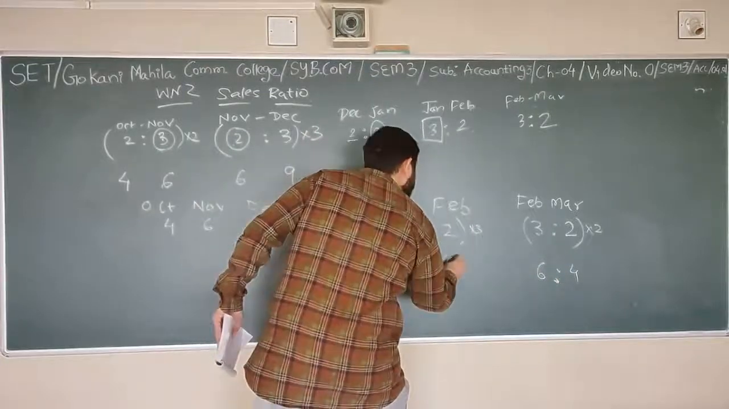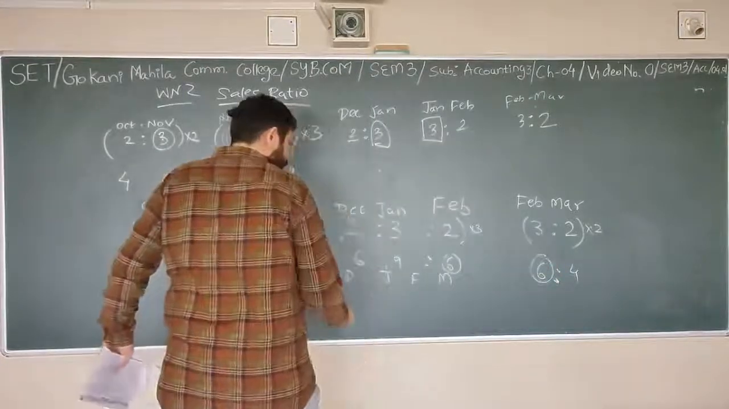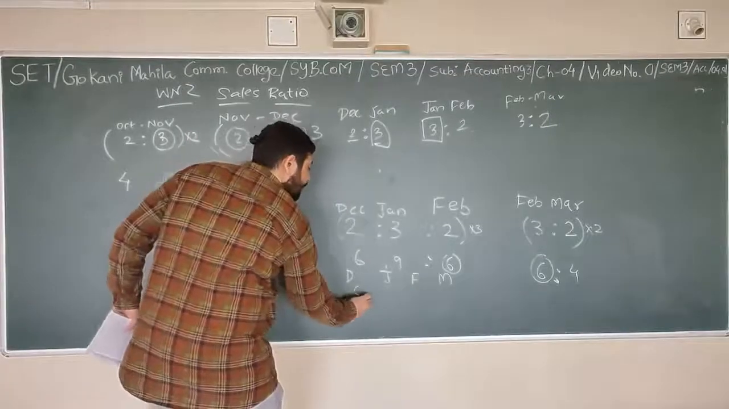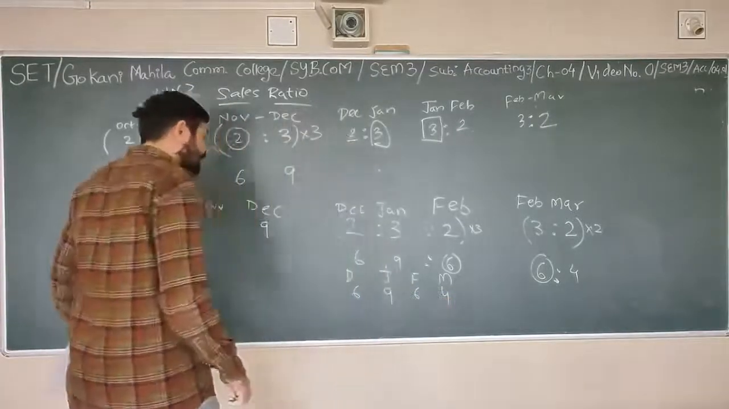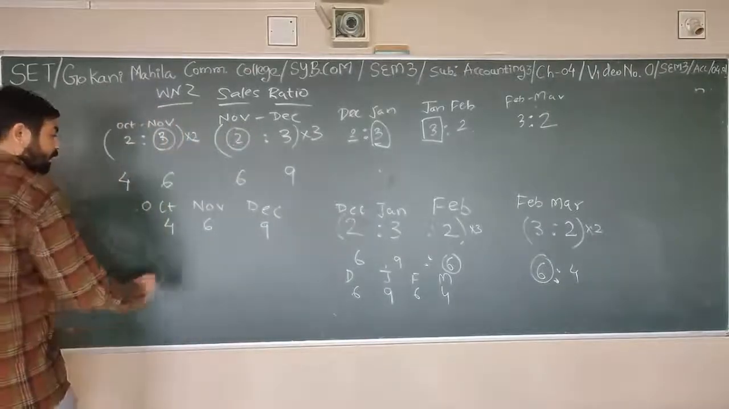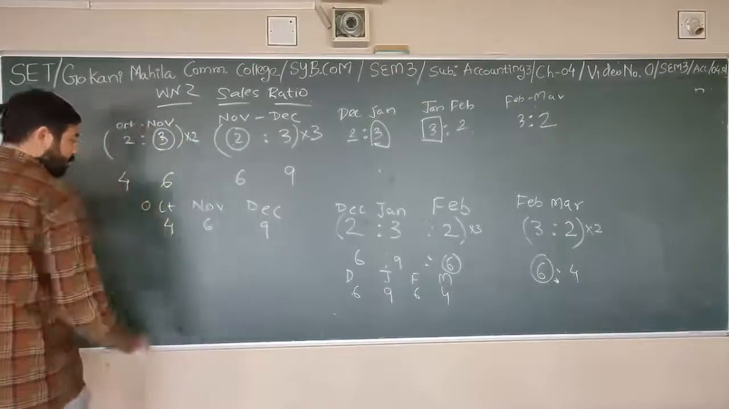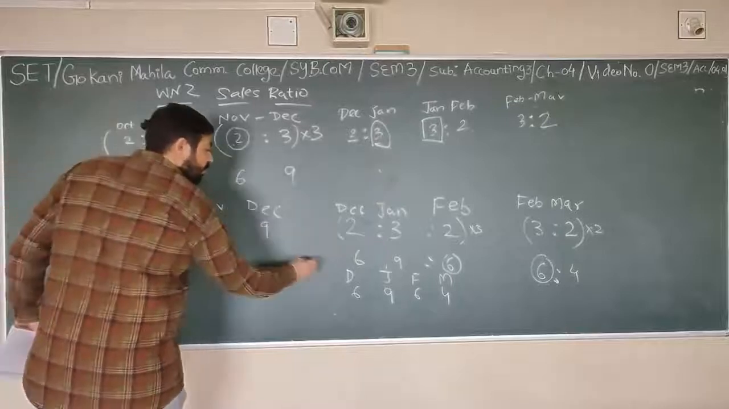6, 6 common we can do. So here it will be 6, 9, 6, 4. Here it is 4, 6, 9. See here, 4, 6, 9, 6, 9.